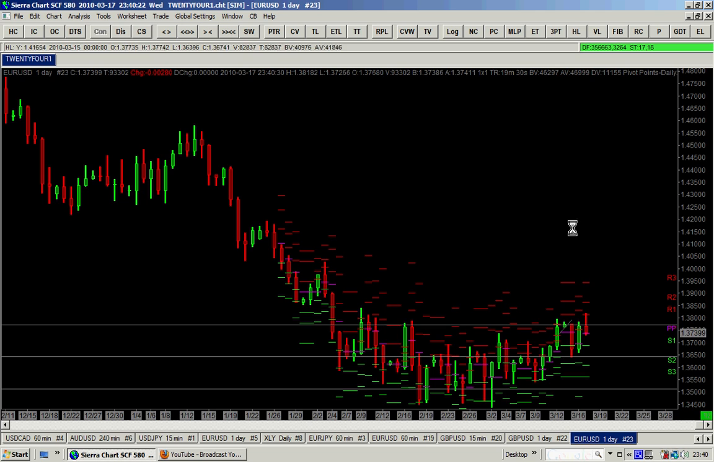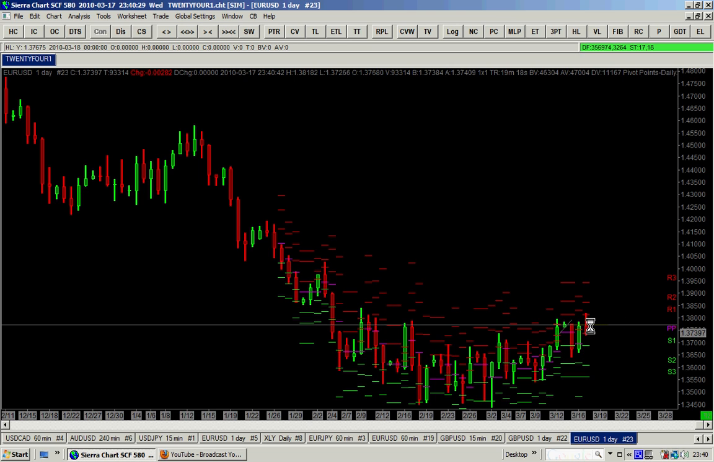So we are waiting to see how the price will react in the near future here. If it breaks this level and retests it, this level will become a support.